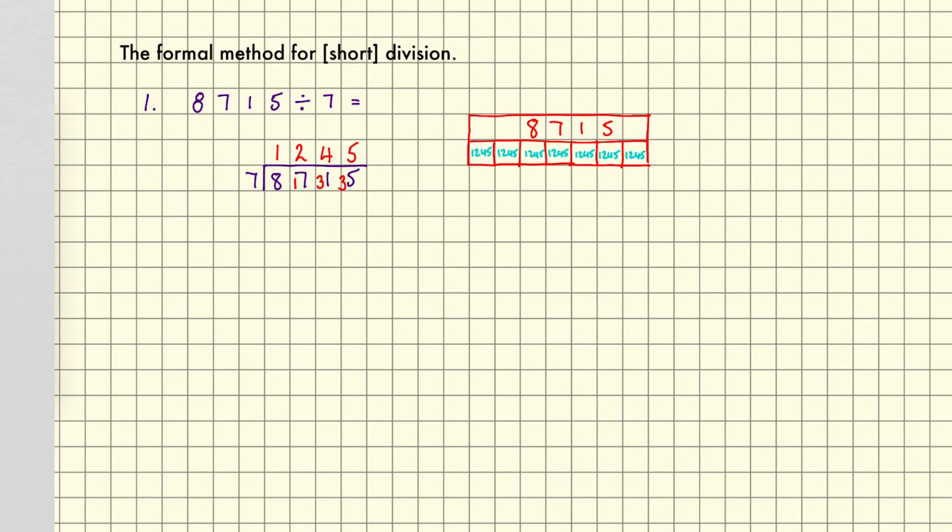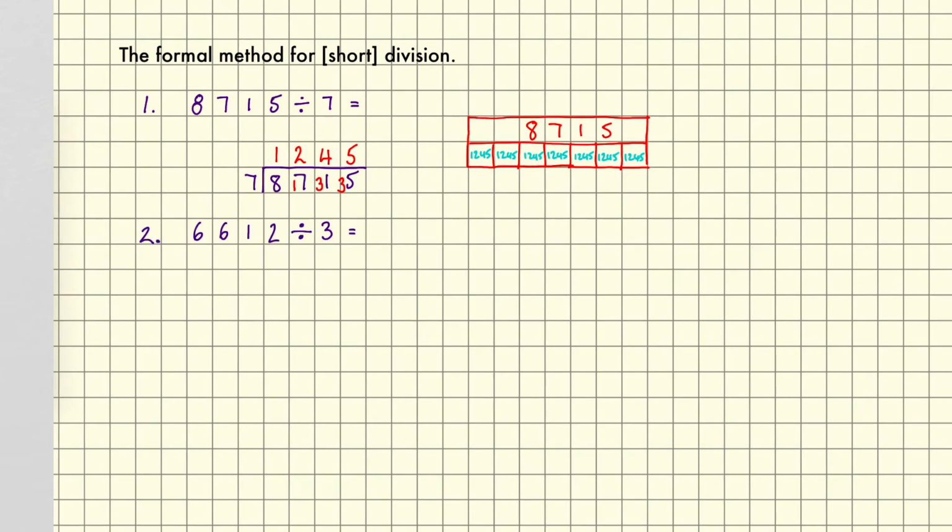Let's look at another one. Here is another division calculation. Our dividend, the large number that is being divided up, and our divisor is the number that we're splitting up by. So how many equal parts are we splitting it into? In this case, 3. So our dividend is the one that's being shared out. Our divisor is what we're sharing it out by.